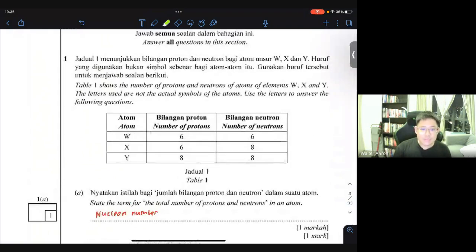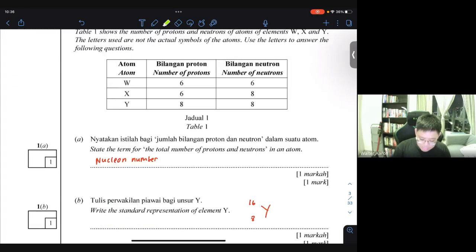So the first question here says, table 1 shows the number of protons and neutrons of atoms of elements W, X, and Y. And the letters used are not actual symbols of the atoms. Use the letters to answer the following questions. So we have W, X, Y with the number of protons of 6, 6, and 8 respectively. The number of neutrons is also shown: 6, 8, and 8 respectively.